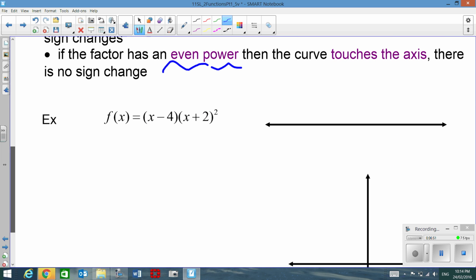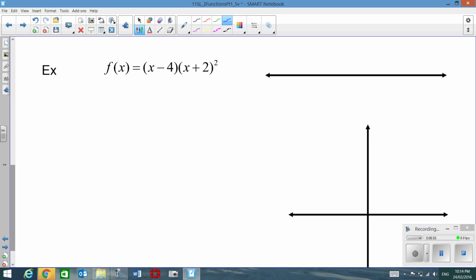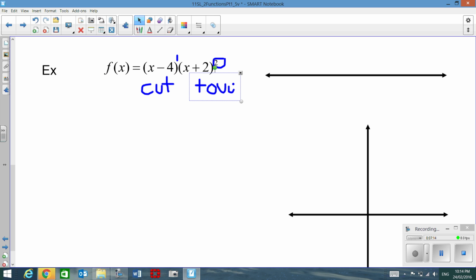So let's look at this example then. You can pause the video and try this one on your own. But you'll notice already we have an odd power for x minus 4. So we should cut the x-axis at 4. So we should see a sign change there. And then with x plus 2 squared, we have an even power. So we should notice that we just touch the x-axis, but we don't actually have a sign change.